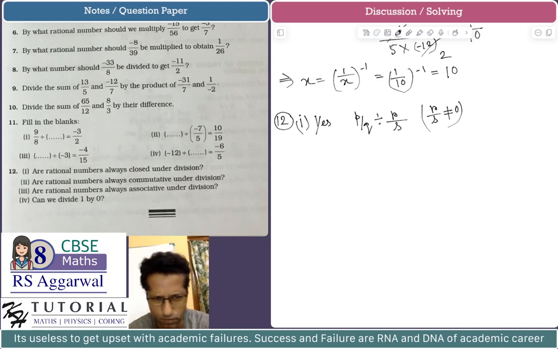So I'm not really sure what to say. If you are talking about a valid division, that is a division by a non-zero rational number, then of course if you divide any rational number by another non-zero rational number, then of course it is closed. So I am assuming it's yes.